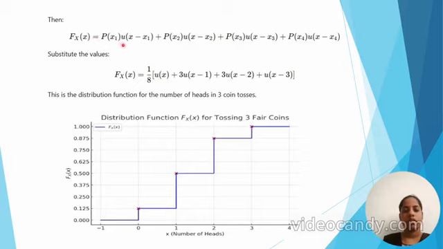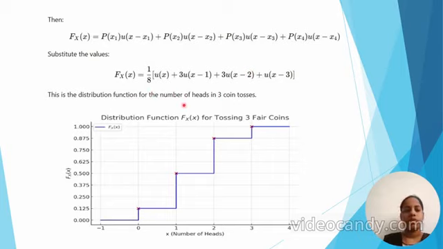Then F_X of x, we know the formula of the probability distribution function: P of x1 into u of x minus x1 plus P of x2 into u of x minus x2 plus P of x3 into u of x minus x3 plus P of x4 into u of x minus x4. Substitute the values. P of x1 means 1 by 8, P of x2 means 3 by 8, P of x3 means 3 by 8, P of x4 means 1 by 8.